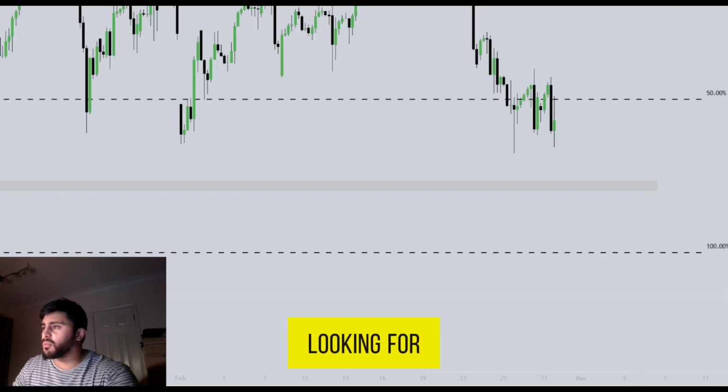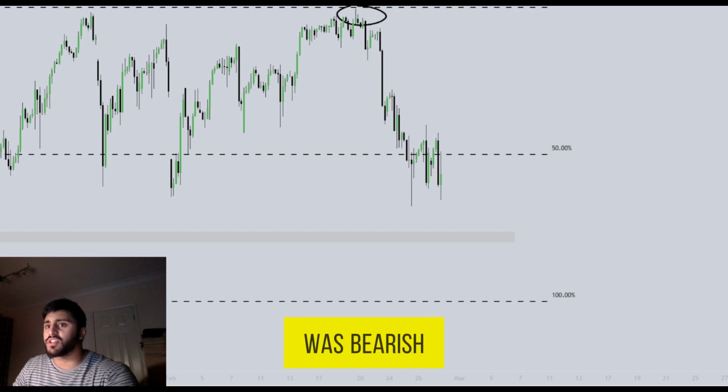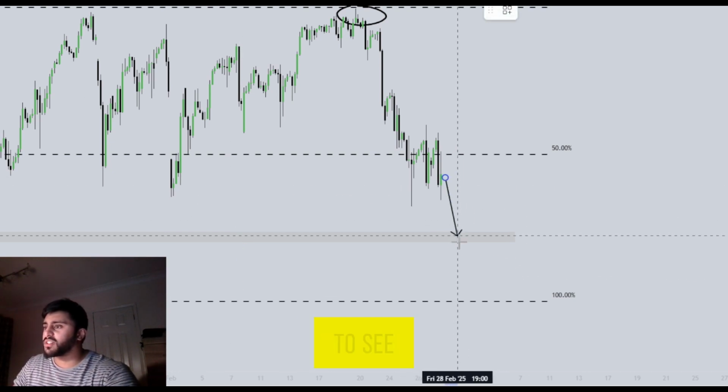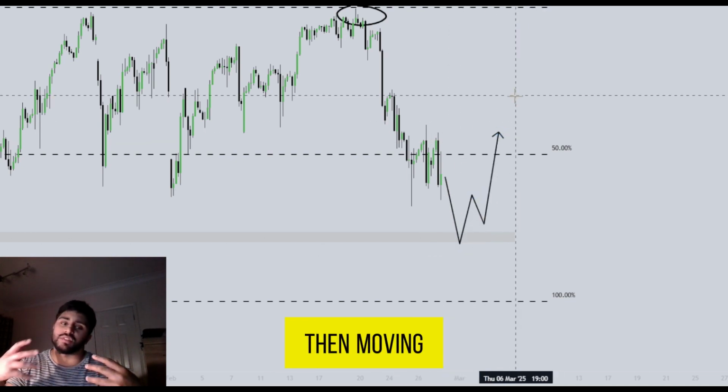What we were looking for, my bias going into this week, was bearish. And the reason it was bearish is because I was actually looking for price to do this. I wanted to see price come down into this area before filling it and then moving to the upside.